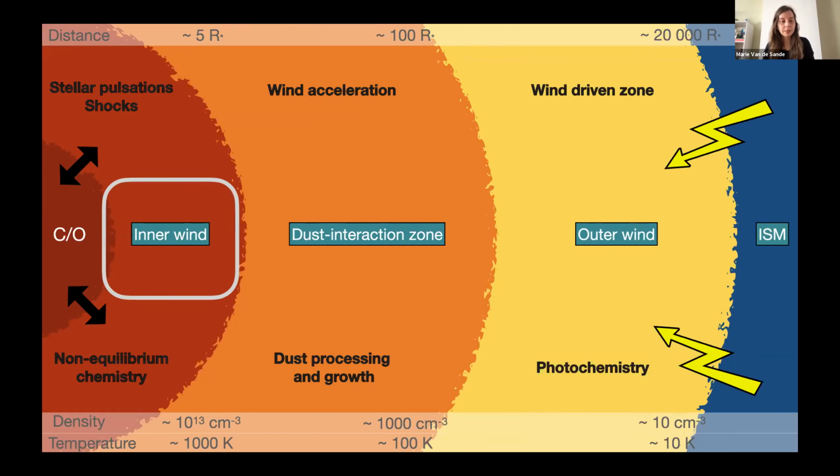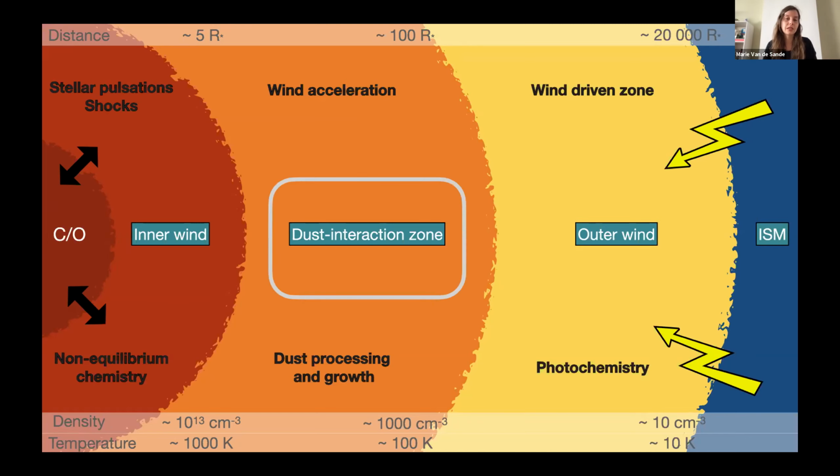In the inner wind, the chemistry is taken out of equilibrium because of shocks caused by stellar pulsations. Then a bit further out, dust is able to condense from the gas phase, and it's in this region that the wind is launched. And then finally, in the outer winds, the material has reached its terminal velocity. In this region, the chemistry is mainly photon-driven. Because of the lower density, UV photons of the interstellar radiation field can more easily penetrate this region and cause an interesting chemical reactive soup.